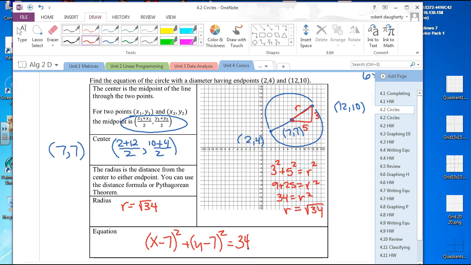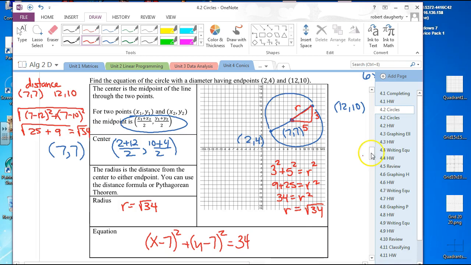So a couple formulas I pointed out earlier, midpoint and distance. Now if you didn't draw a triangle here, how do you figure out the distance? The distance formula from 7, 7 to 12, 10. According to the distance formula, that's just the square root of the difference of the x's plus the difference of the y's, squared. So that's just the square root of 25 plus 9 equals the square root of 34. Same thing. So you can use the distance formula or construct a triangle when you're figuring out this radius from the coordinates.